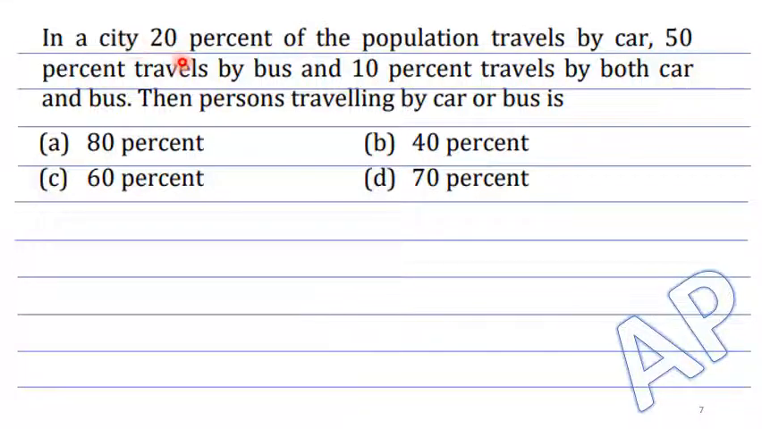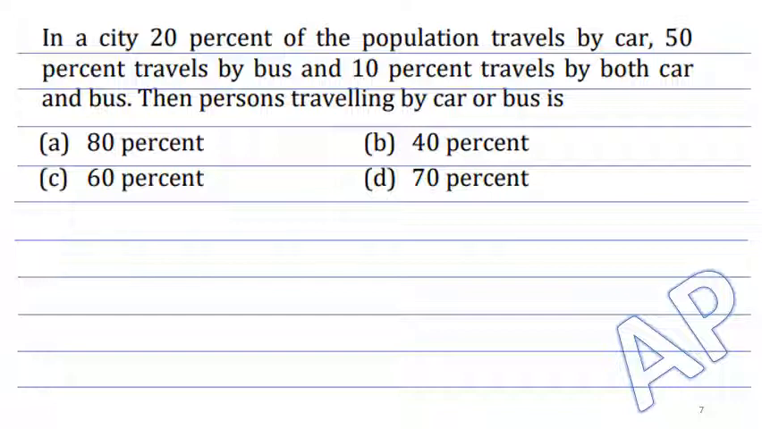In a city, 20% of the population travels by car, 50% travels by bus, and 10% travels by both car and bus. Then persons traveling by car or bus is 80%, 40%, 60% and 70%. So very basic and simple question idu. Illi nodidre gottagatte nimge. If you read the question you will get it.